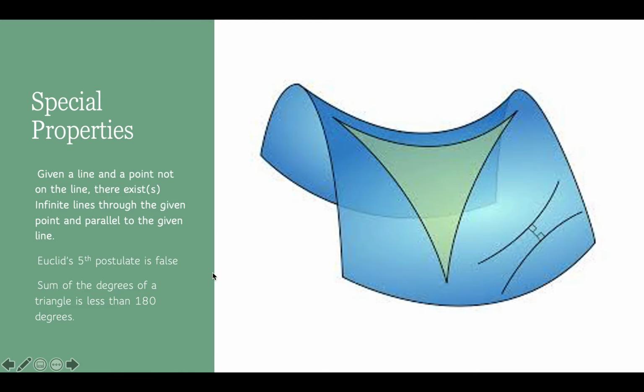And then for a triangle in a hyperbolic plane, the sum of the degrees of the triangle is less than 180 degrees, because it's like the opposite effect of spherical geometry, where even though these lines are straight on the hyperbolic shape, they appear to curve inwards and create these very acute angles, and it's pretty easy to see them.